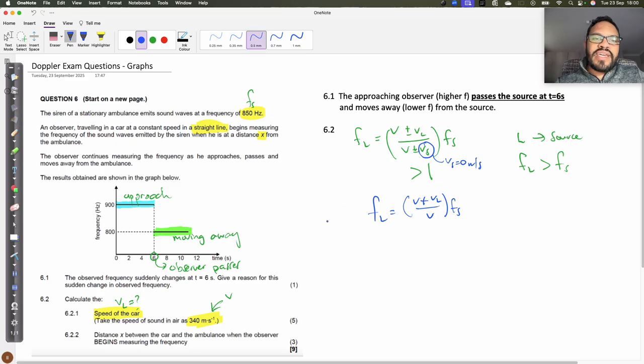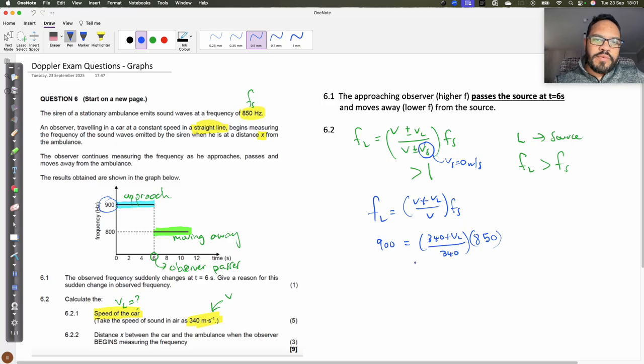Okay. So now I can go and substitute the values. Fl, the frequency of the listener, was given here on the approach side because I'm using the approach formula. So I'm going to say 900 is equal to 340 plus VL over 340 multiplied by 850. Right, let's just fix that 5 and we make this 850.